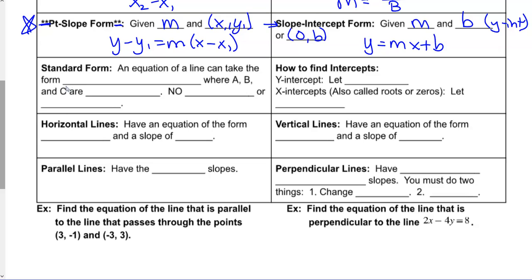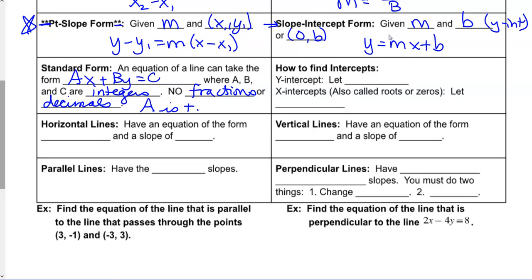Standard form takes the form ax plus by equals c, where a, b, and c are integers. Integers are positive and negative whole numbers. There are no fractions or decimals as your coefficients, okay? And I'm going to add one thing: normally a is positive, so we want to make sure that a is positive, with no fractions.